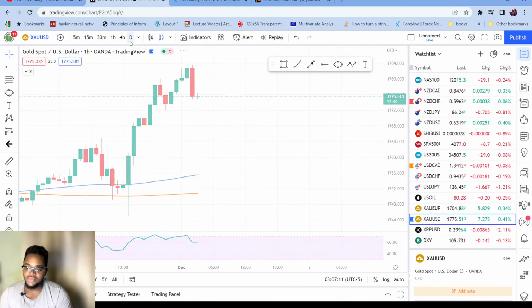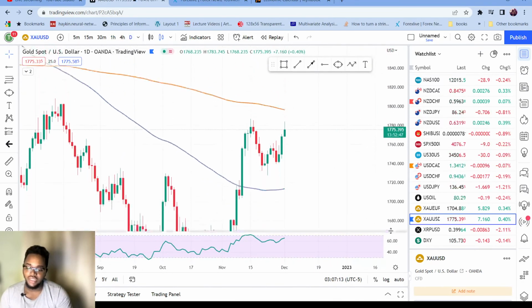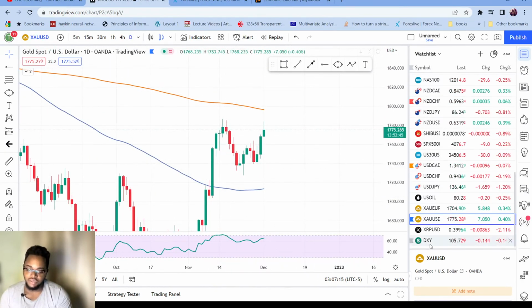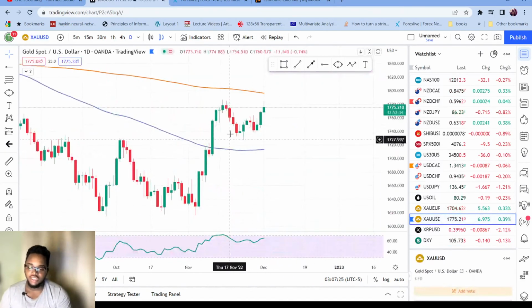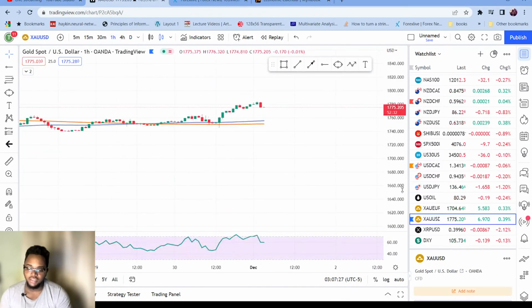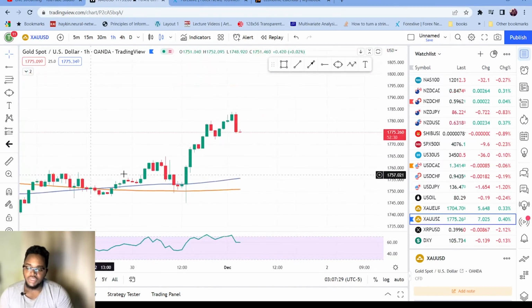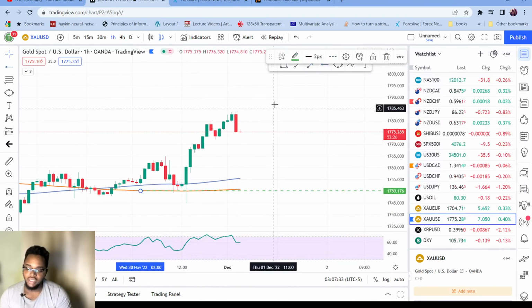Overall on gold though, I do think that price can come down, especially if we see the US dollar actually recover from this and reapproach back into this area. Then yeah, we'll come down on gold, right? We'll see a correction of that bullish movement here, right? We might see prices come back down to this area here.